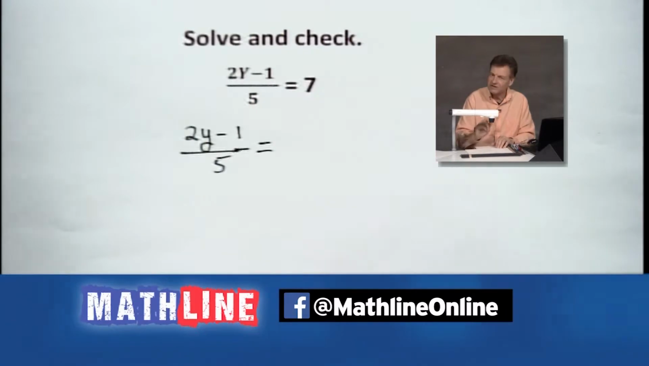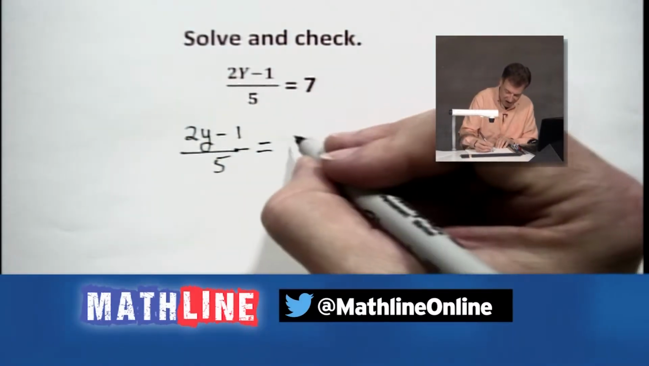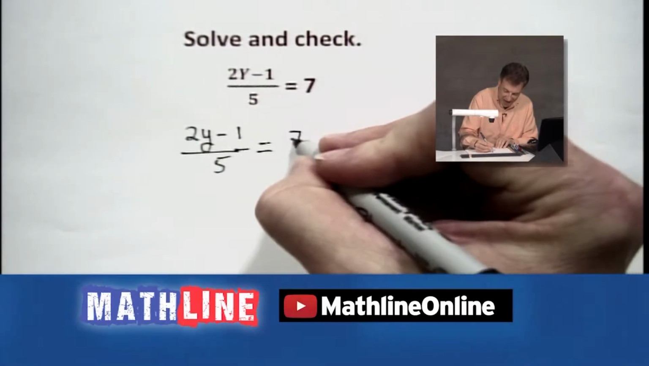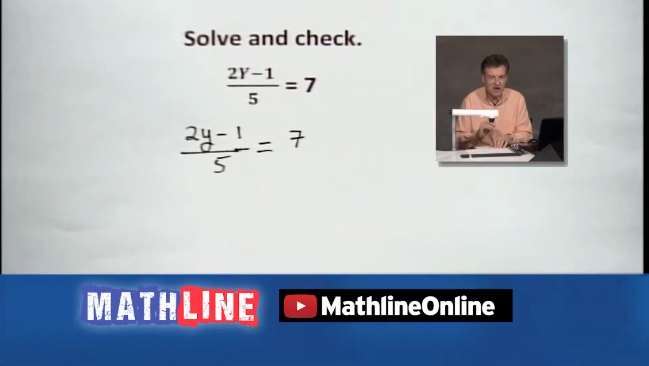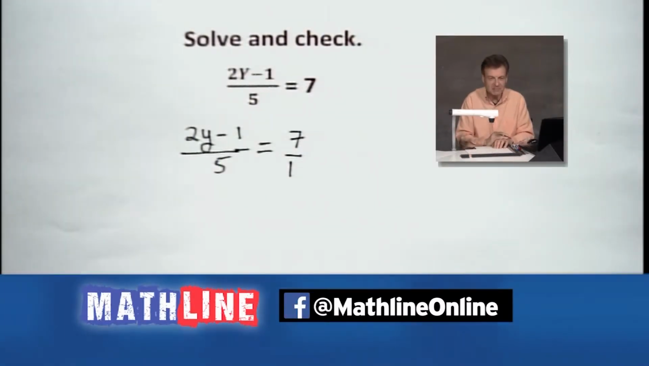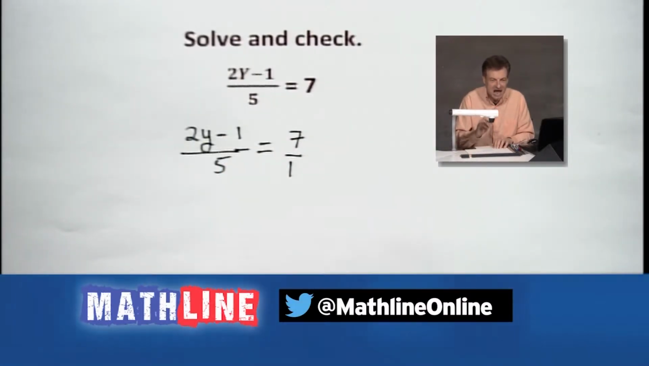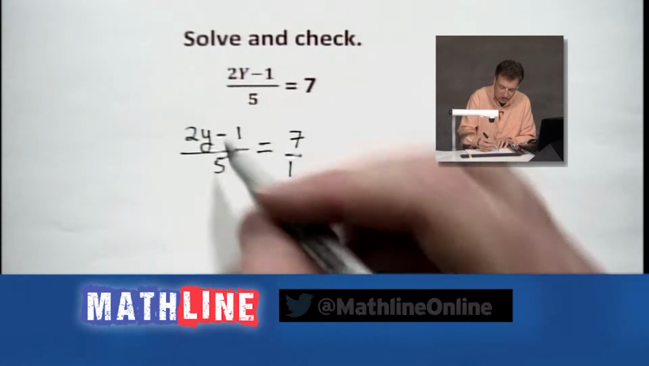Notice I said divided by 5. Some of you say, well, does that mean over? It means divided by, all right? And it does also pass as being over. So we put a 7 right there. It's in the numerator. I can place a 1 underneath here. It may not be necessary, but sometimes we like to see fractions matching out on both sides, all right?